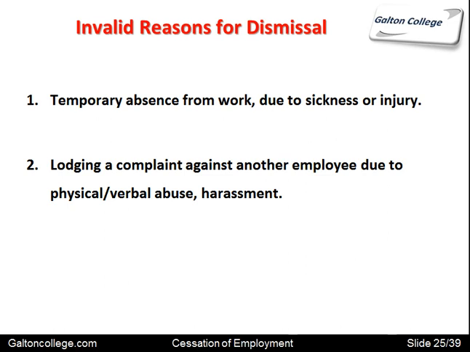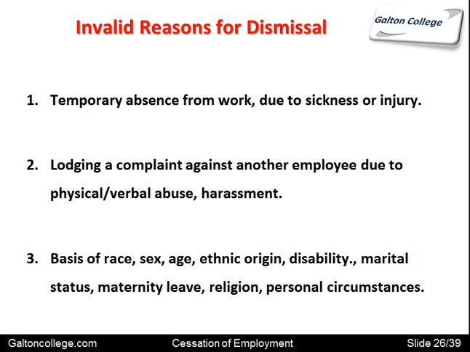So an employer who gets rid of someone just because they complain, that's not right. And of course, there's always the problems about race and gender, age, ethnic origin, disability, marital status, maternity leave, religion, personal circumstances. People may be asked to leave for various reasons. So these are based on prejudice. And these are all invalid. This is not the reason why people should lose their jobs.